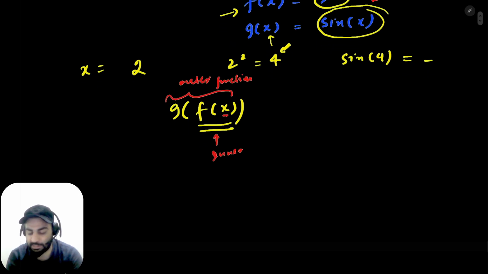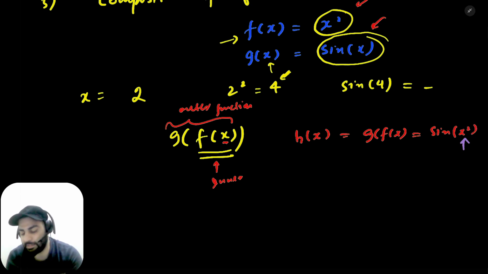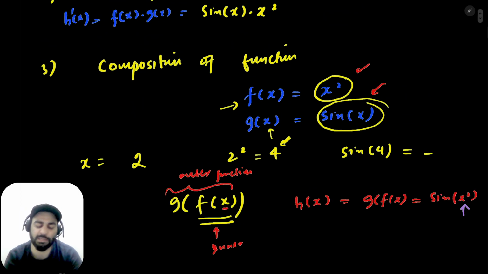So we can have the functions like this. So how can this h of x be written? h of x is equal to g of f of x. So this can be written as sine of x square. Now this inner function is actually f of x, and the outer function is g of x. So this is called composition of functions.